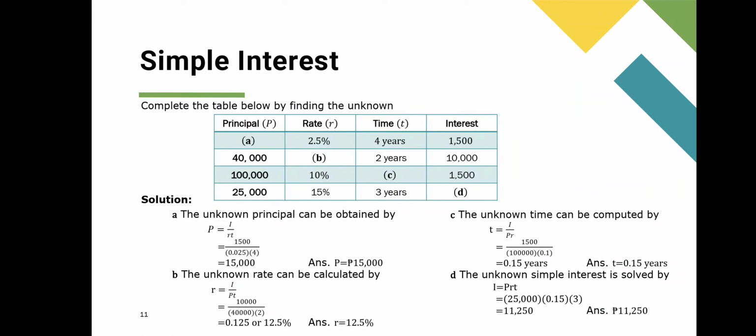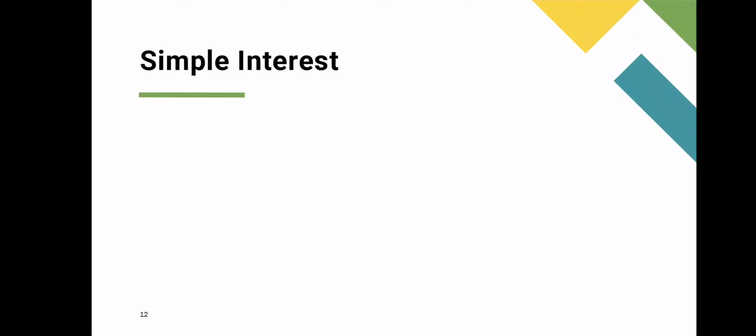So then we get 11,250. So the simple interest for 3 years is 11,250 at 15%. Okay?